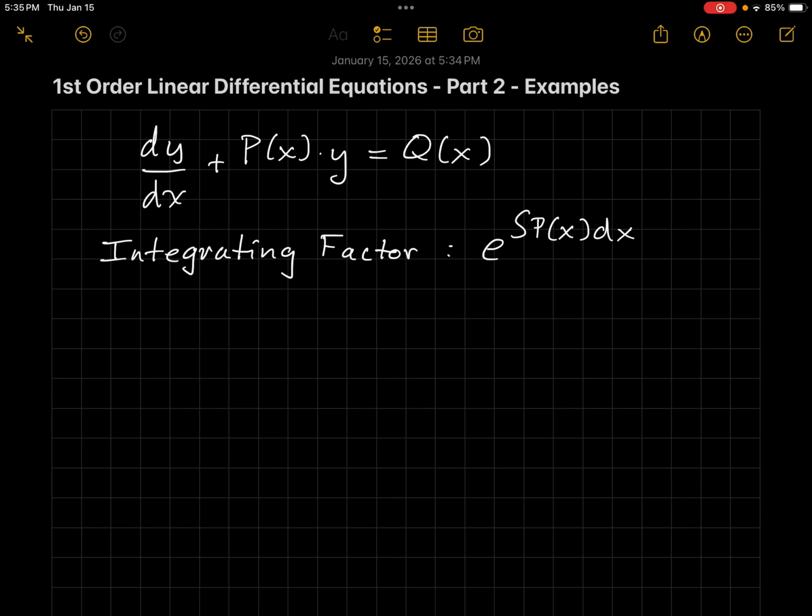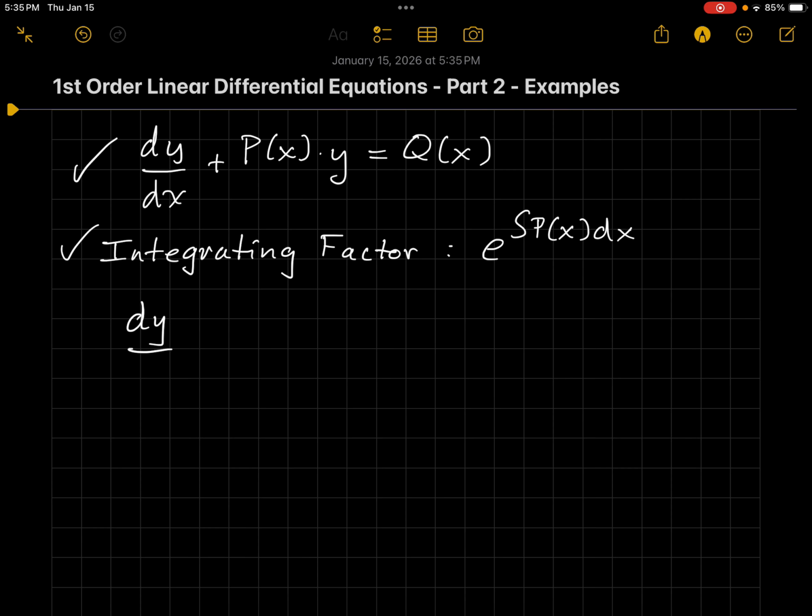First order linear differential equations, part 2. In this part, we're going to look at a couple examples where we solve first order linear differential equations, which are of the form dy/dx plus p of x times y equals q of x. To solve this, we need an integrating factor, which is e to the integral of p of x dx.